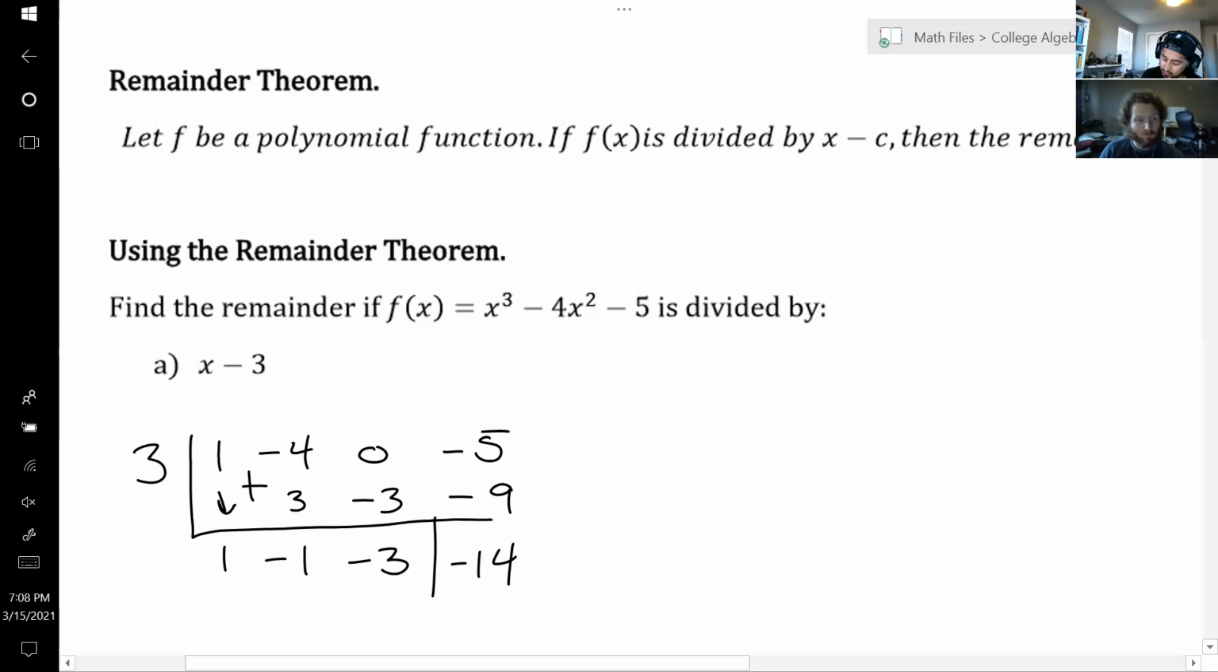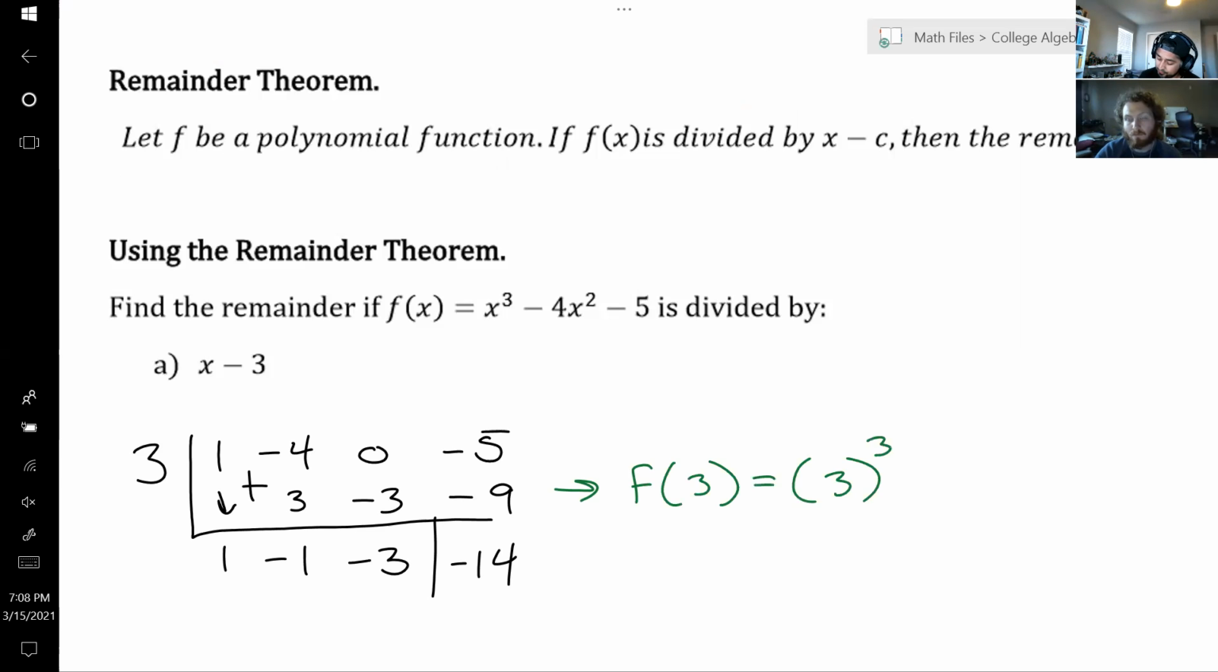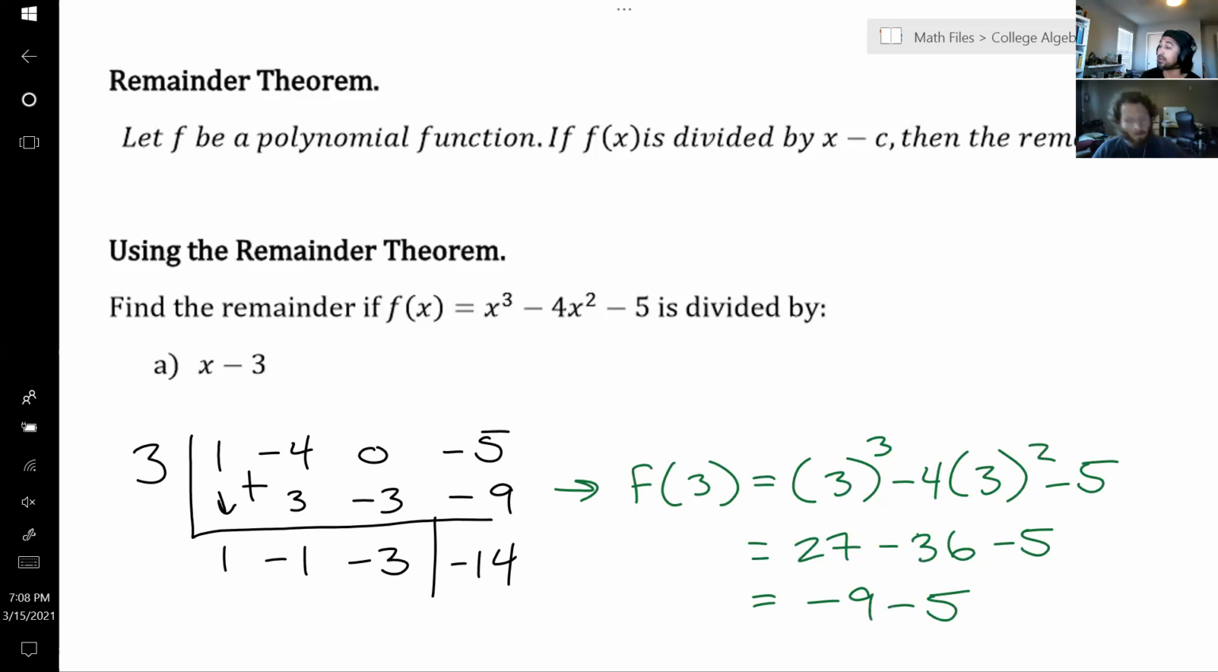So with remainder theorem, all we have to do is say, what is f of 3? We take that divisor of 3 and plug it into the given function. And you'll get 3 cubed minus 4 times 3 squared minus 5. And this will give me 27 minus 4 times 9. So that's 36 minus 5. 27 minus 36, negative 9 minus 5. And look at that. We have the correct remainder by synthetic division, because when we plug that factor in, or that divisor into the function, we get negative 14.